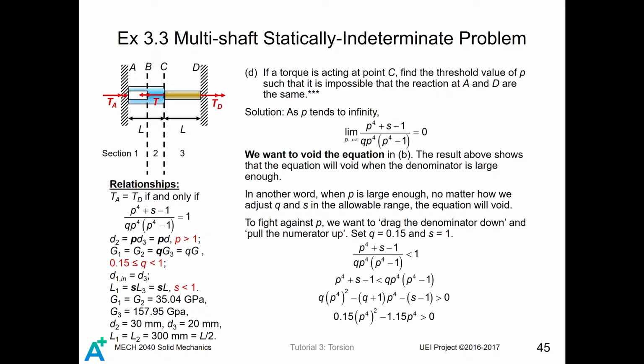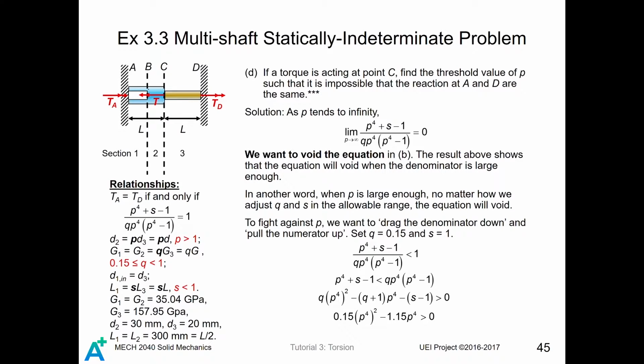But in this problem, we have a very critical limit. If the diameter of the blue bar is too big, to some extent, the reactions at A and D would no longer be possible to be the same. Therefore, we cannot make the diameter of the blue bar too big. Otherwise, it is impossible to make our problem in part A occur.